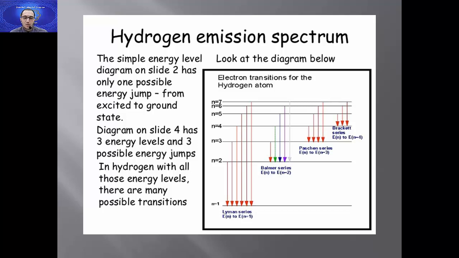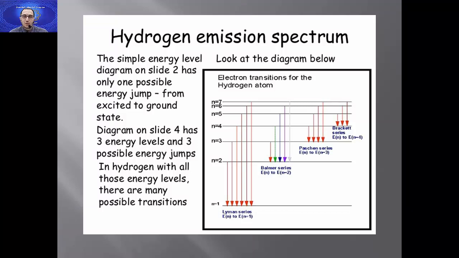This radiation is known, according to the scientist Lyman, as the Lyman series. The second one is known as the Balmer series, when the electrons return to level number 2. In the Balmer series, in visible light, you will find red, green, violet, indigo, blue, and so on.